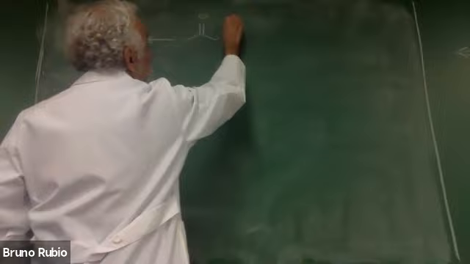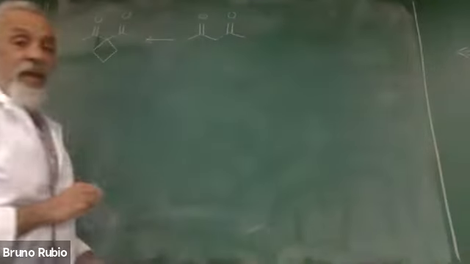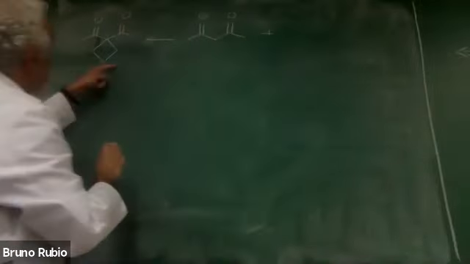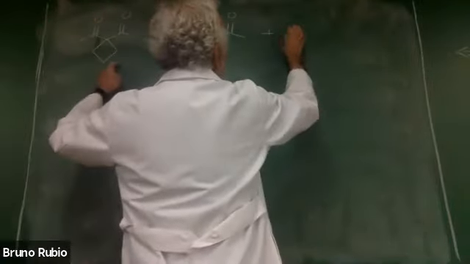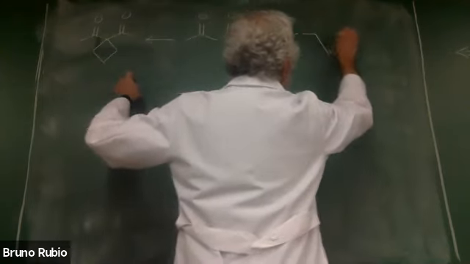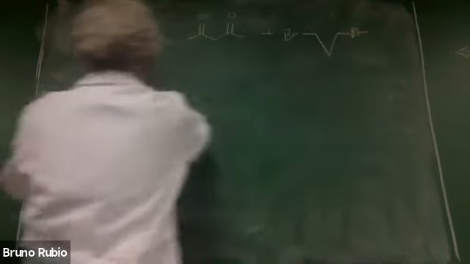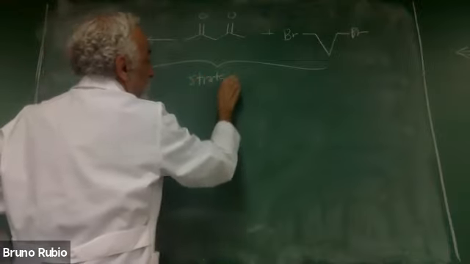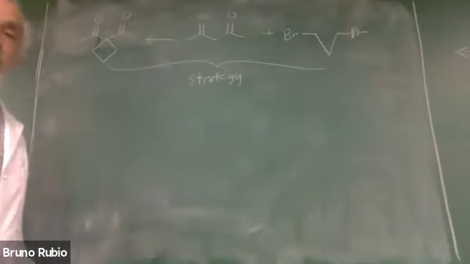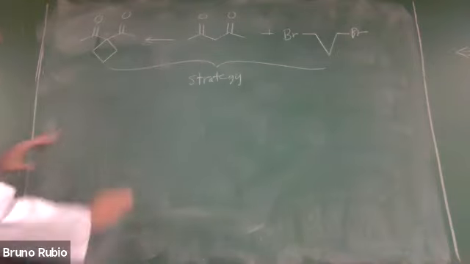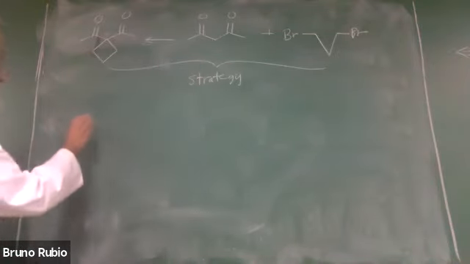My starting materials would be that, plus, to make this four-membered ring here, maybe a Br there, and then another Br there. Okay, so this is my strategy. That's my strategy. That's not my synthesis. I'm just figuring out how I'm going to put this molecule together. Okay, so now I'm ready to write out my synthesis.